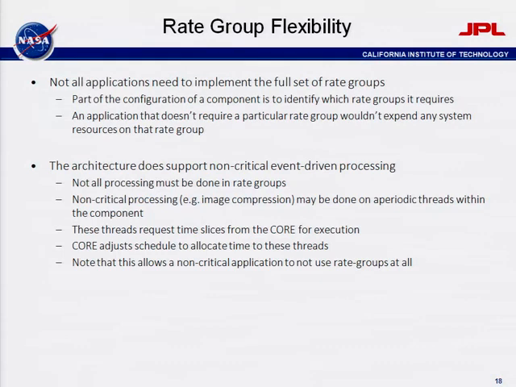Furthermore, the architecture does support non-critical event-driven processing. Not all processing must be done in rate groups. Non-critical processing may be done on aperiodic threads within the component. These threads request time slices from the core for execution. This is the dynamically scheduled non-critical processing I was talking about earlier. And the core then adjusts the schedule to allocate time to these threads. This allows a non-critical application to not use rate groups at all. You could have a completely non-critical component that doesn't have any rate group processing and does everything on background threads.